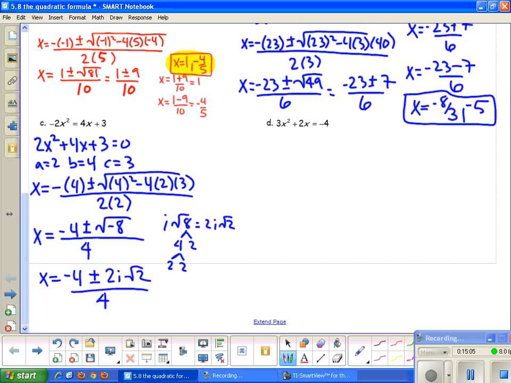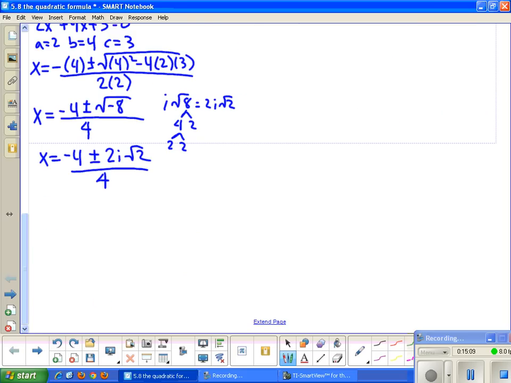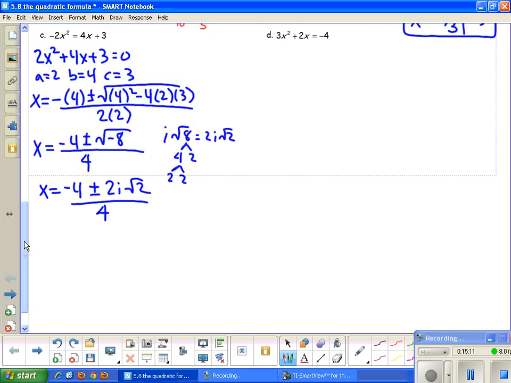All over 4. And of course, then if you look at this, I know I can simplify this because 4 goes into 4 and 4 goes into 2. So since it can go into 2 only twice, I'm going to simplify it by 2. So when I do that, I end up with x is equal to negative 2 plus or minus i root 2 over 2. And I can't simplify anything because those aren't like terms.